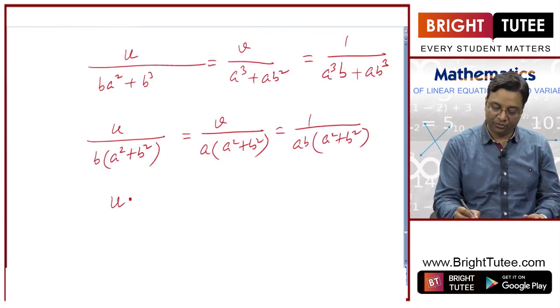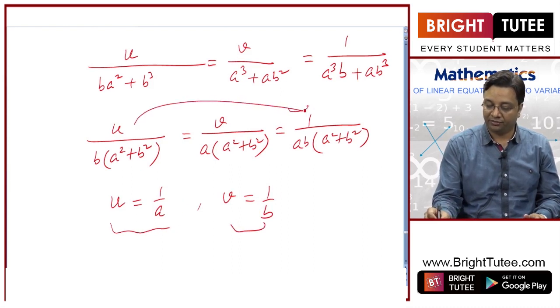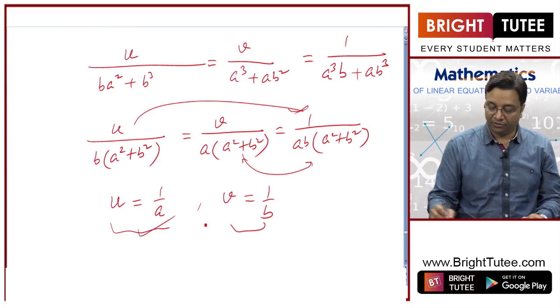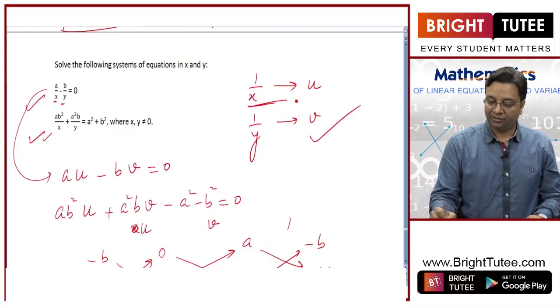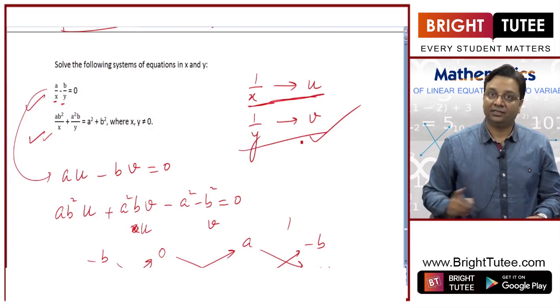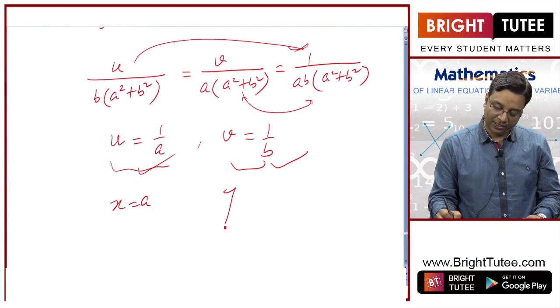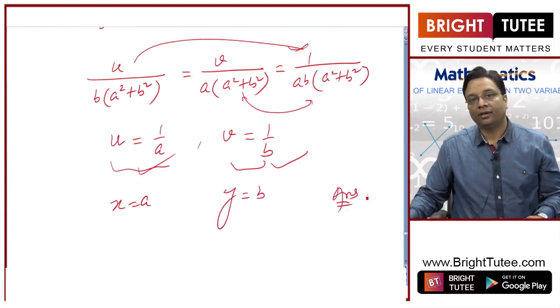Now value of u is what? 1 by a, value of v is 1 by b. If you don't understand how I got these, I want you to compare these and find yourself. Okay. So u is 1 by a, v is 1 by b. So what is x? X is just the reciprocal of u and y is just the reciprocal of v. So x is a, y is b, and this is your answer, right.